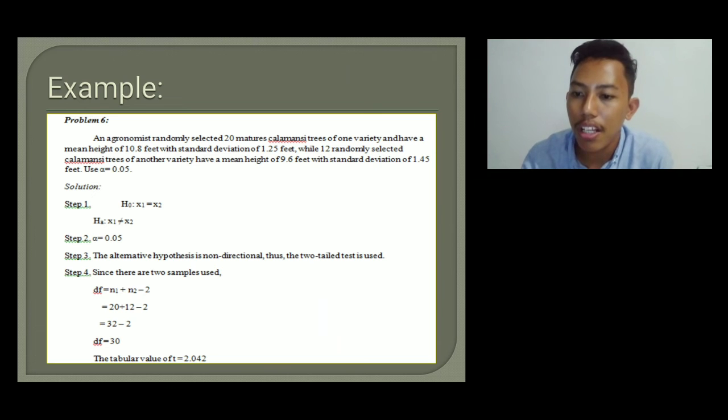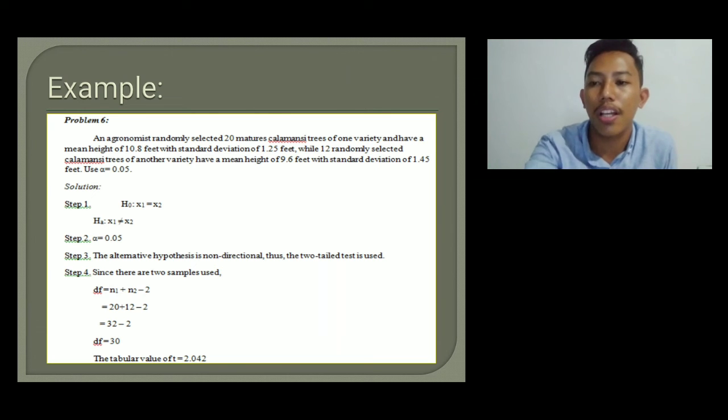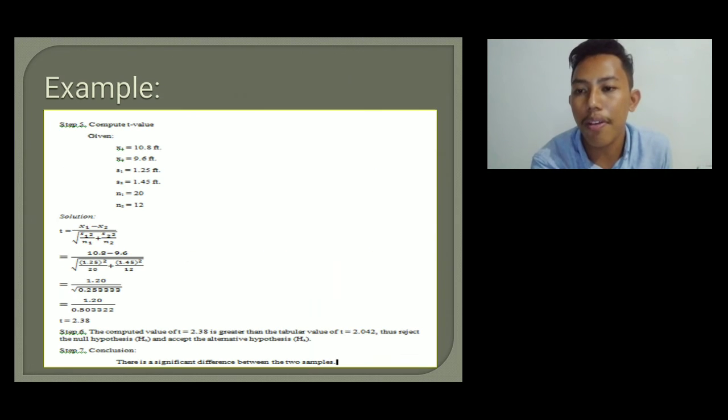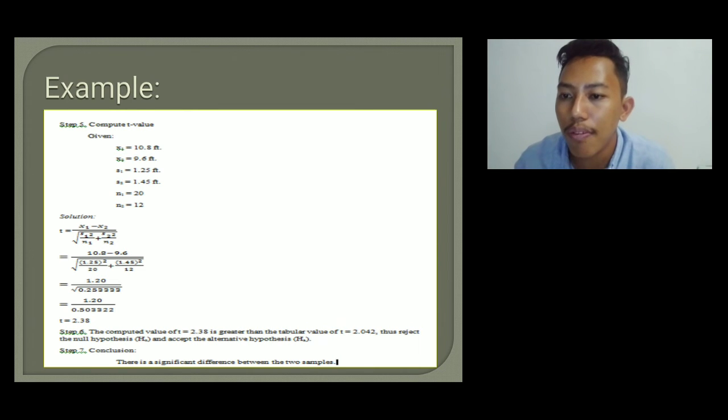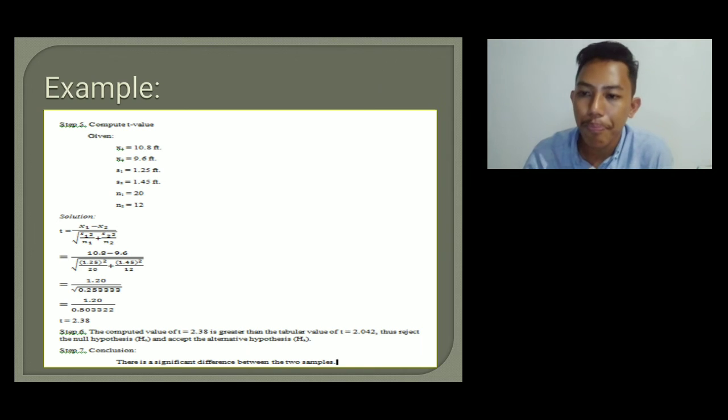The tabular value of t is 2.042. So step 5, compute the t value given x sub 1 is equal to 10.8 feet, x sub 2 is equal to 9.6 feet, s sub 1 is equal to 1.25 feet, s sub 2 is equal to 1.45 feet, n sub 1 is equal to 20, and n sub 2 is equal to 12. Then we are going to substitute the given to the formula.